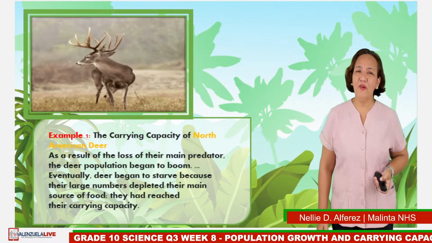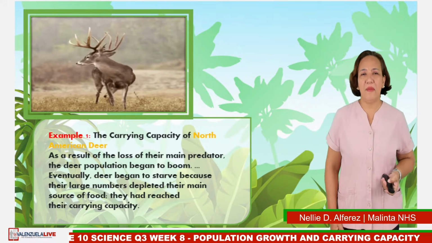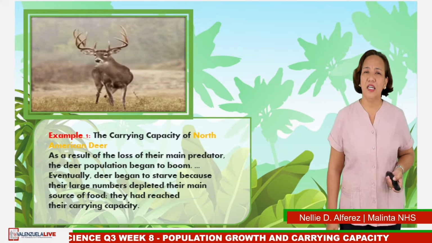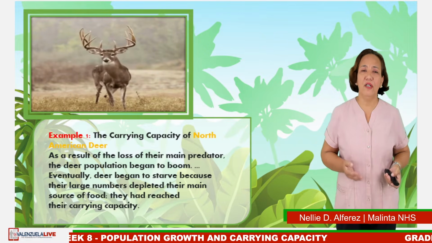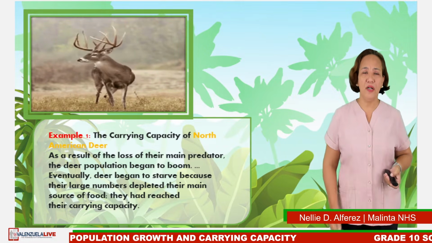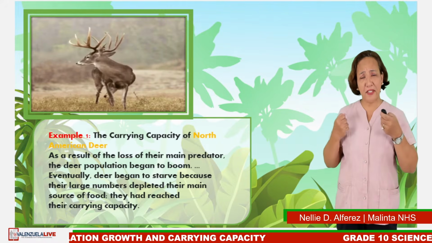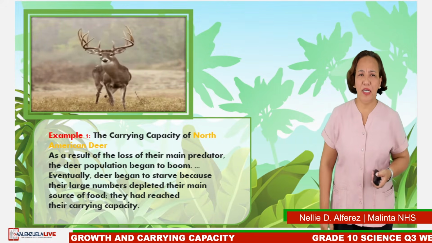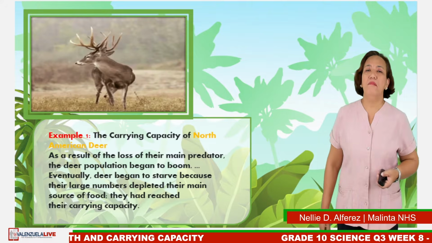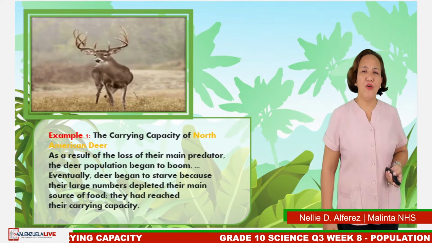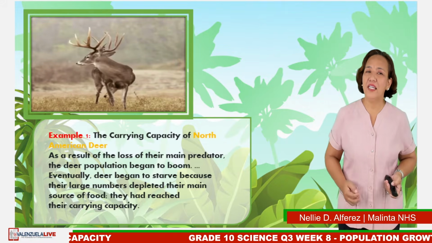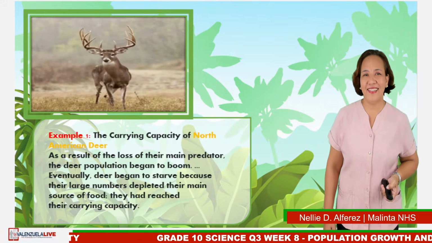An example of this is the carrying capacity of the North American deer. As a result of the loss of their main predator, the deer population began to boom, and eventually deer began to starve because their large number depleted their main source of food. They had reached their carrying capacity.